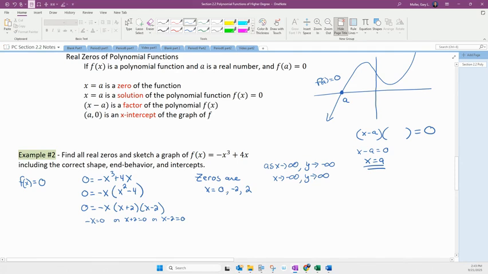I've got my zeros. My y-intercept, that's when I plug in 0, and so I get the point 0, 0. Let's put all that on a graph. My known points: I've got 0, 0, I've got positive 2, and I've got negative 2. I'm going to label these.